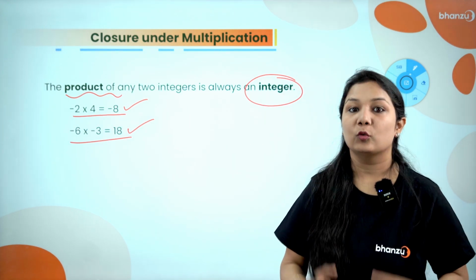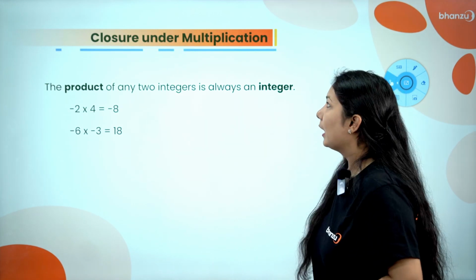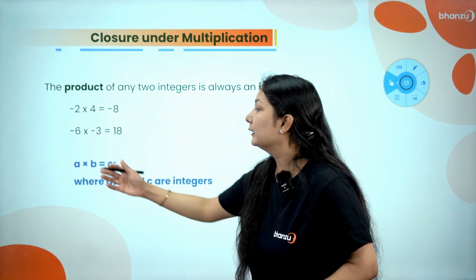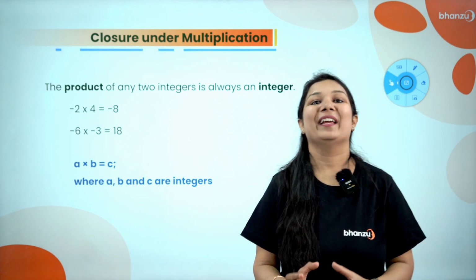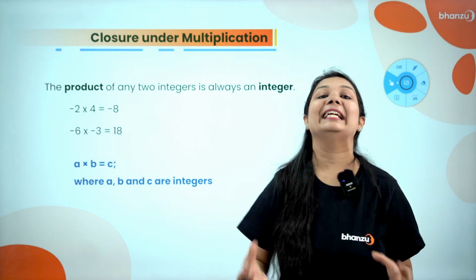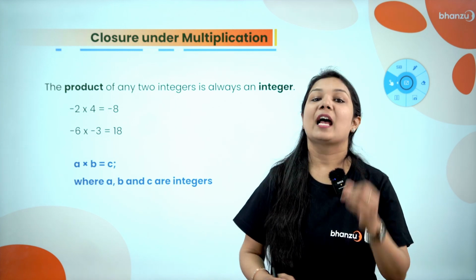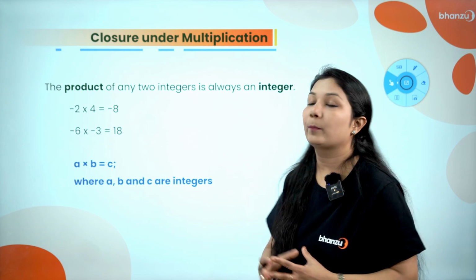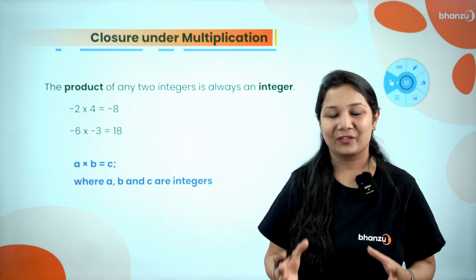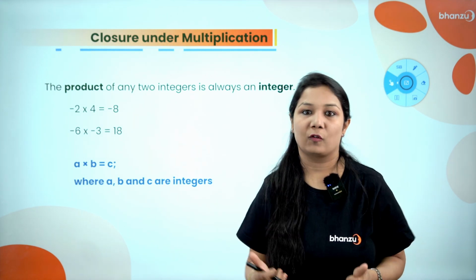The general rule for closure property under multiplication states that A into B will always be equal to C, where A, B, C are integers. So that means multiplication stands true for closure property under integers, right? This operation stands good for it.